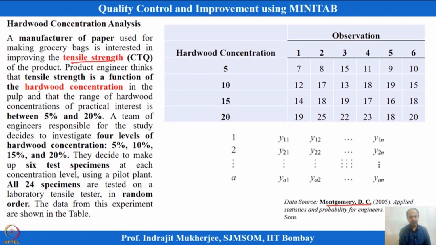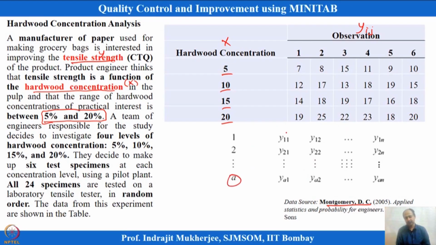In this case I am changing the hardwood concentration, which is the only X factor I have, and this is the only Y I am monitoring. The experimenters have decided that the concentration should be between 5 and 20, which is the optimal range of X, and it can have more than 2 levels. So, the experimenter chose 5, 10, 15 and 20. These are the X levels, and these are the Y observations, Yij, with the ith row and jth column, and there are a total of a levels.